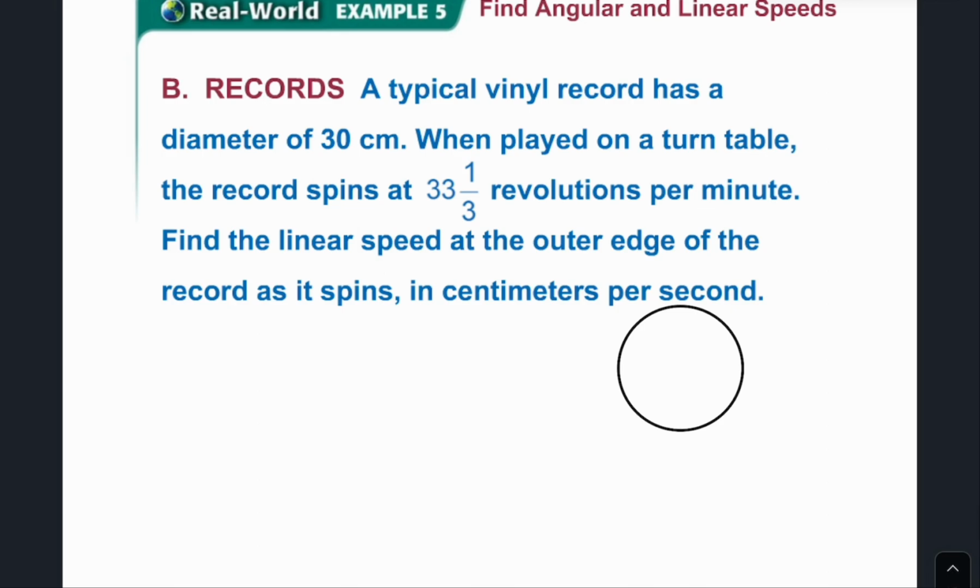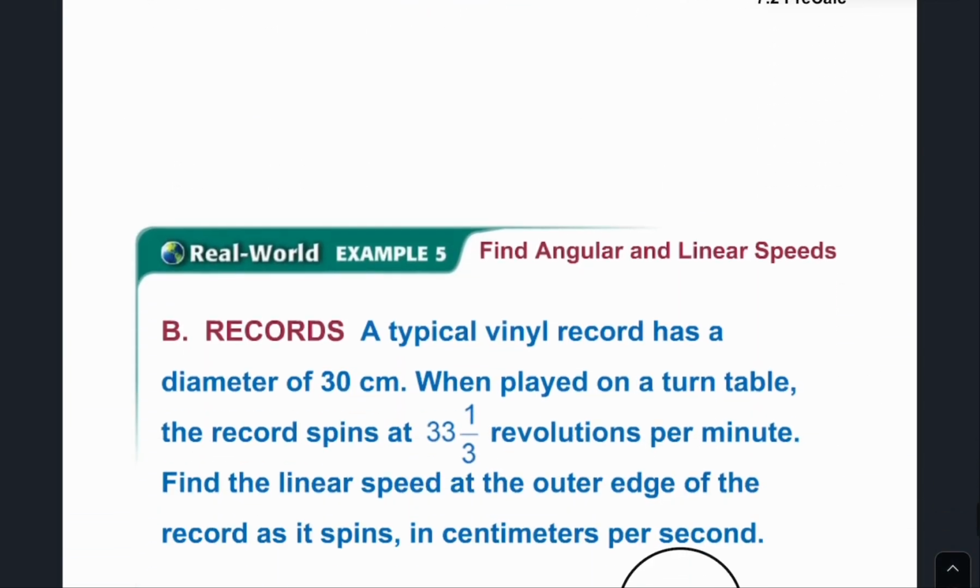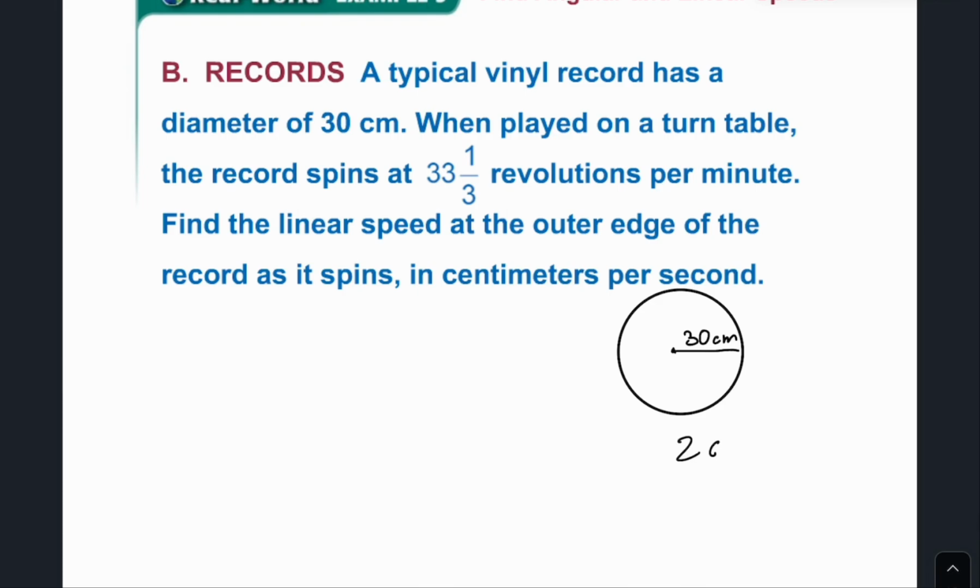Now we've got that same record, 30 centimeters. It's going, what was it, 209.4 radians per minute. Let's write all that down. Okay. And then it says this time to find the linear speed at the outer edge. So what we're talking about is if we put a little mark on the outer edge of our record as it turns, how fast is it going in centimeters per second?